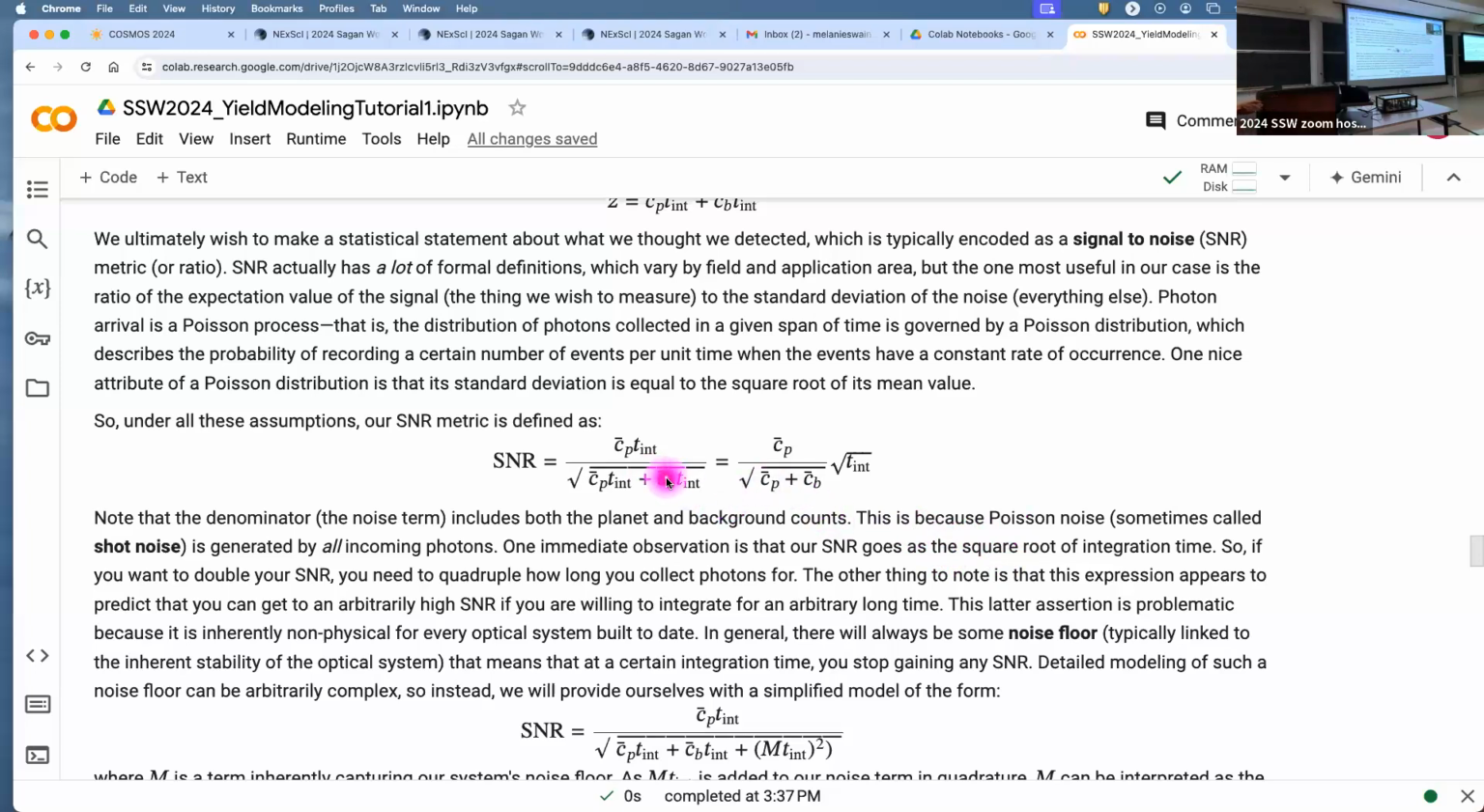I didn't really explicitly mention this, but for our counts from the planet, we're assuming that there's Poisson noise on that, or shot noise. And we're going to assume that that is true for all of our sources. It's going to be true for the counts from the planet, as well as the exozone, as well as the local zone, as well as anything else that would be a noise source. So since the SNR goes as the square root of the integration time, if you want to double the SNR, you have to quadruple how long you integrate for.